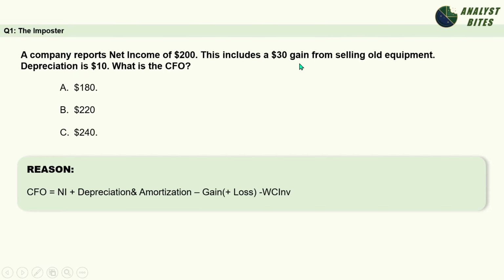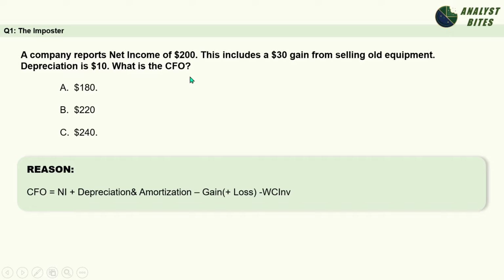Second, look at the gain from selling equipment. That $30 gain is our imposter money back. Selling machines is an investing activity. It has zero business being in CFO, so we must kick it out and deduct it.